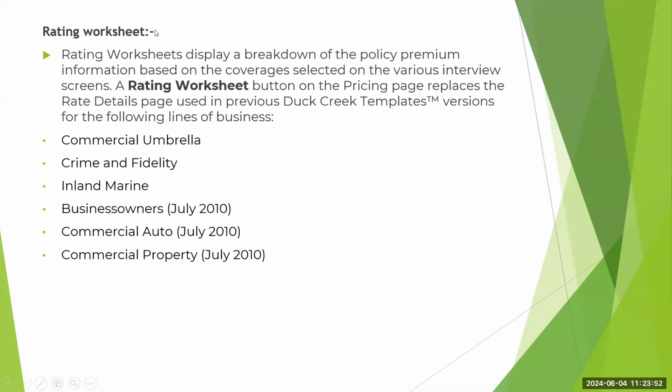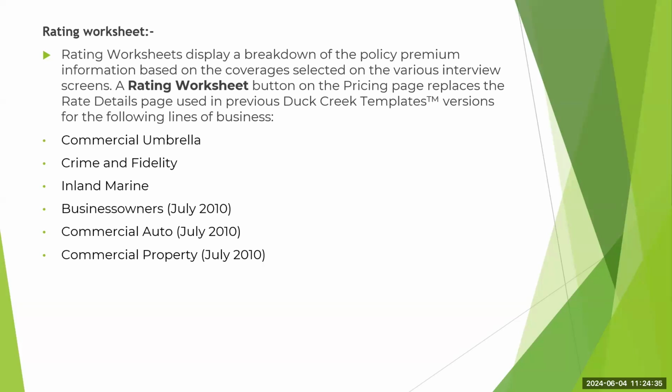Rating worksheet. The rating worksheet displays a breakdown of the policy premium information based on the coverages selected on various interview screens. A rating worksheet button on the pricing page replaces the rating details page used in various document templates. For example, this rating worksheet. What does it do? It displays the premium based on the coverages selected for the particular policy in a PDF document. This rating worksheet can be downloaded on the rating screen, where if you click on the rating worksheet button, the rating worksheet will be downloaded.